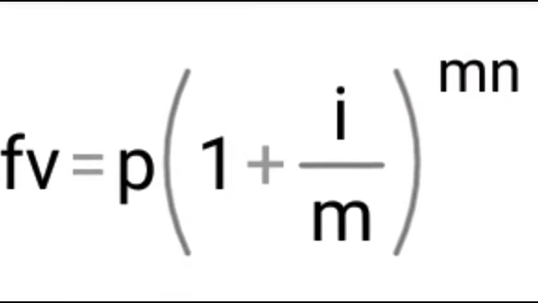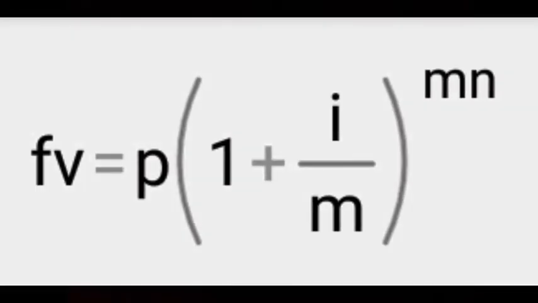Hi! Today, the next lesson that we will discuss is about compound future value. The formula that we will use is future value equals principal amount times 1 plus interest rate over the number of compounding periods per year, raised to the number of compounding periods per year times the number of periods.